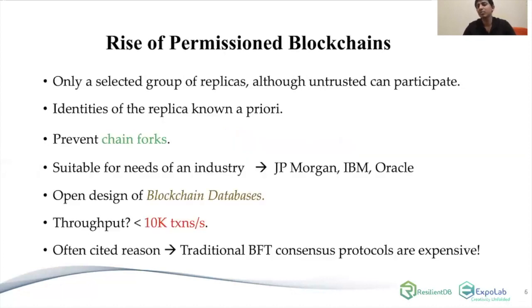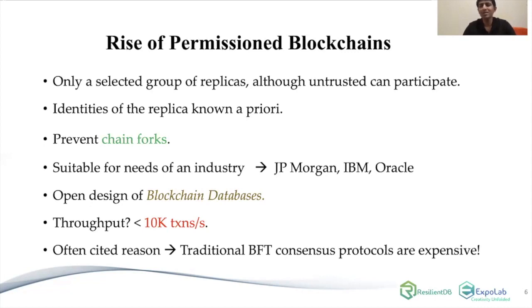This led to the rise of permissioned blockchain applications, where only a select group of replicas can participate, although some may be untrusted. Identities of these replicas are known a priori. These permissioned blockchain applications prevent forks in the chain and are suitable for the needs of the industry. Further, they led to the rise of blockchain databases. However, the throughput of these applications is still very low, around 10,000 transactions per second.